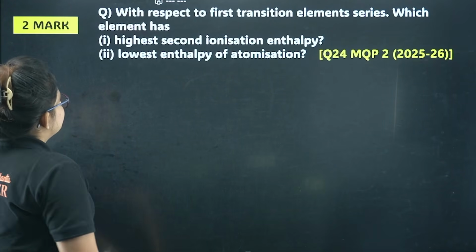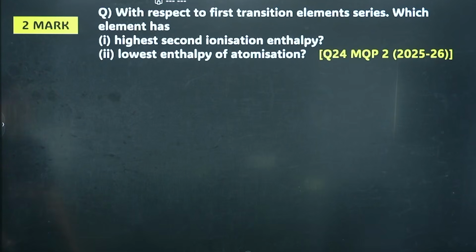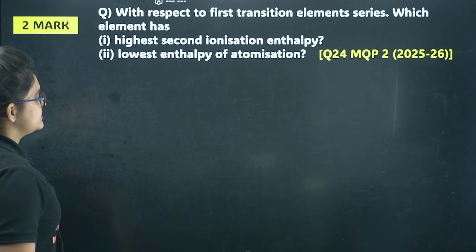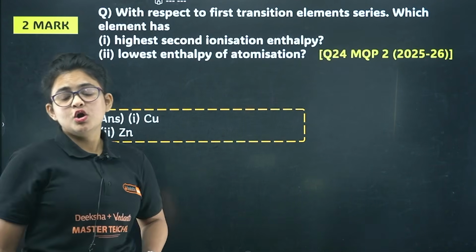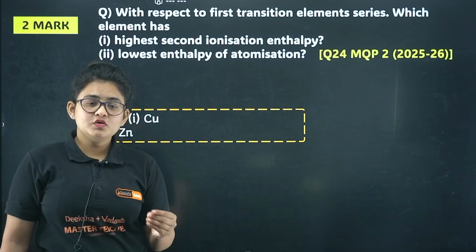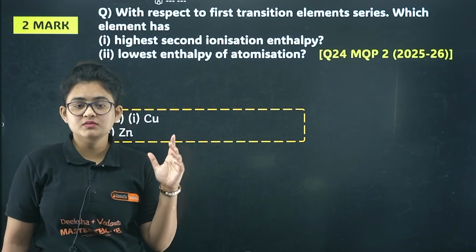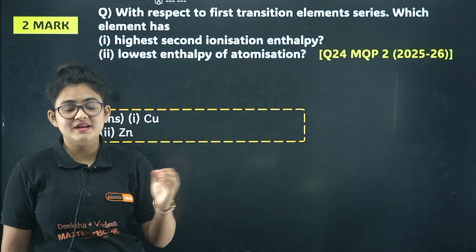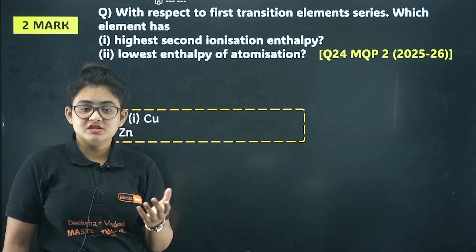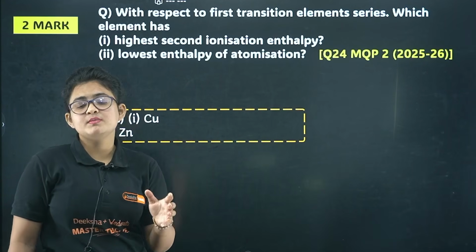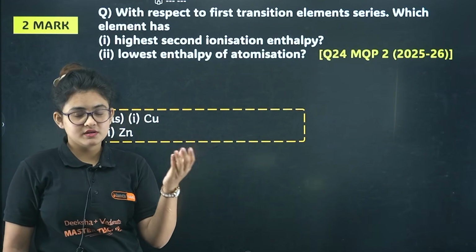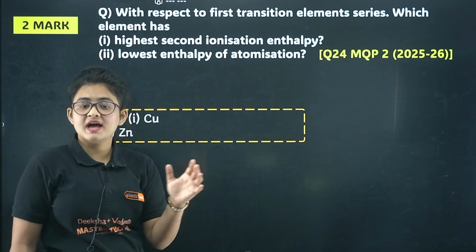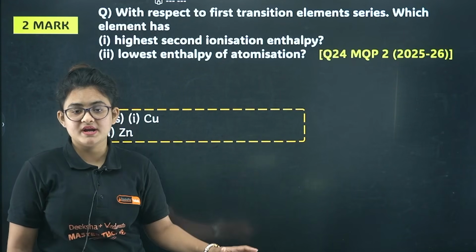Let's proceed. With respect to the first transition element series, which element has highest second ionization enthalpy and lowest enthalpy of atomization? So definitely the first answer is going to be copper. Why? Because in copper, if you remove the first electron, 4s1 will be removed and it is having 3d10. So from 3d10, second electron removal becomes very difficult. So that's why second ionization enthalpy becomes high, and the lowest enthalpy of atomization is because of zinc. Why? Because zinc has no unpaired electron, all the electrons are paired up.